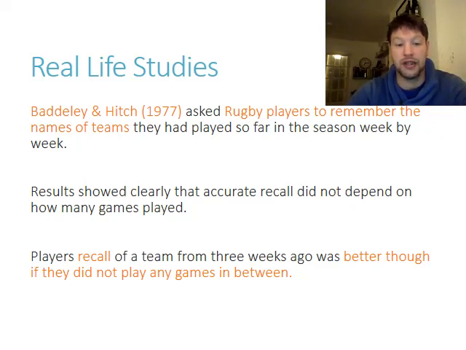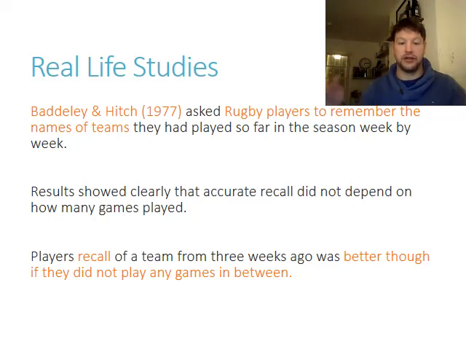Players' recall of the team from 3 weeks ago is better, though, if they had not played any games in between. So it's about this idea of interference. If you played every week for 4 weeks, you're going to get more interference because there's 4 teams. You're less likely to remember that team of 4 weeks ago. However, if you got injured 4 weeks ago and that was the last team you played against, your recall would be a lot better. Hopefully that makes sense. It's showing this kind of interference. The more teams you play, the more interference you get.